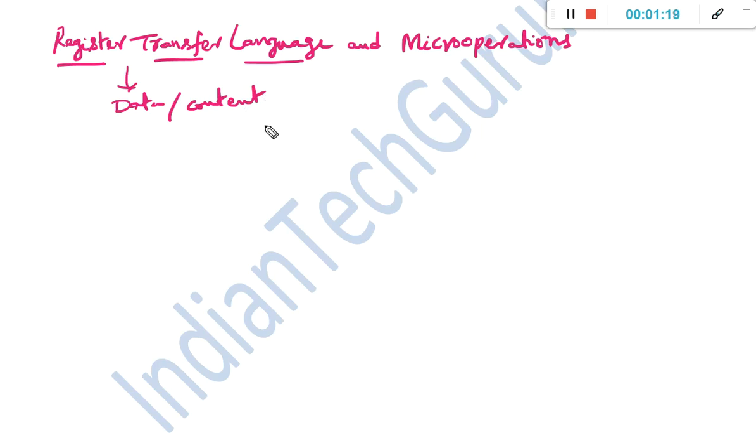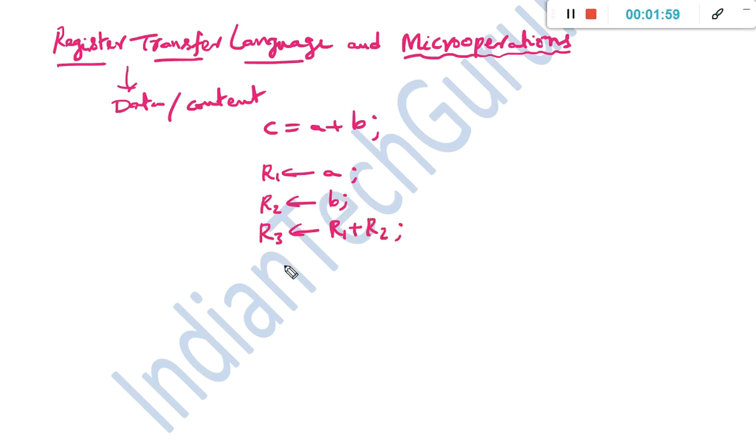So let us assume a C language statement is there: C is equal to A plus B. However, this particular C language statement is converted into several micro operations before it is being executed by the processor, such as R1 assignment A, R2 assignment B, R3 assignment R1 plus R2, and finally C assignment R3.